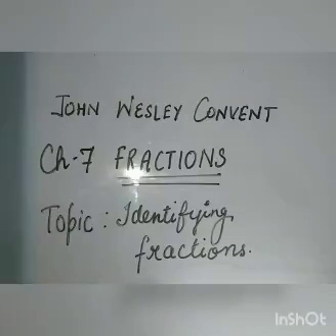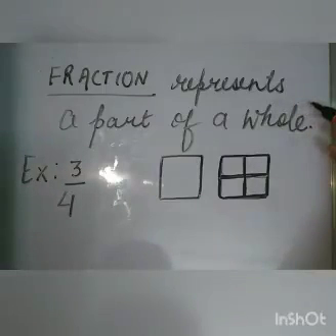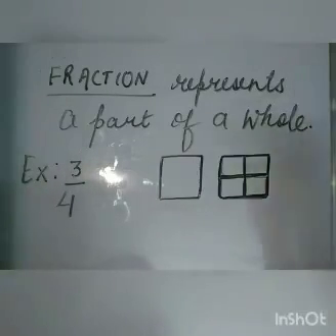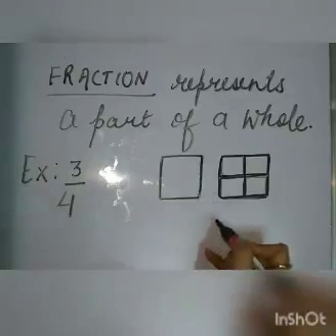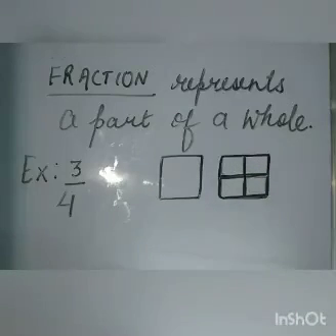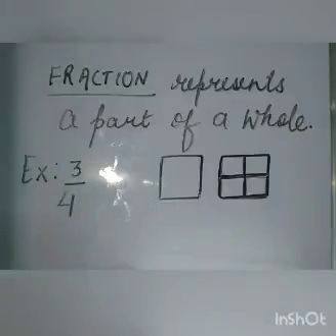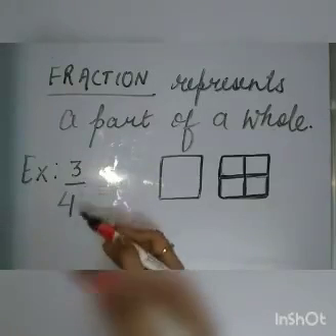Let's start with what fractions are. A fraction is a number representing a part of a whole. The important thing is each part has to be equal. For example, 3 upon 4. We read it as 3/4.